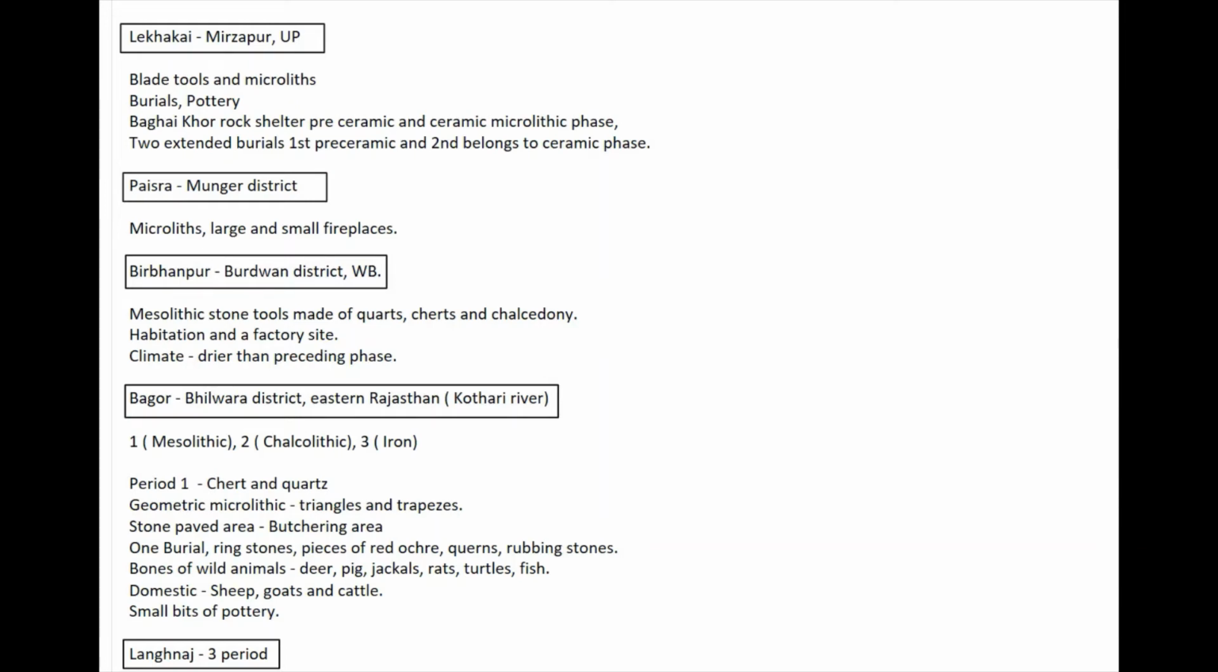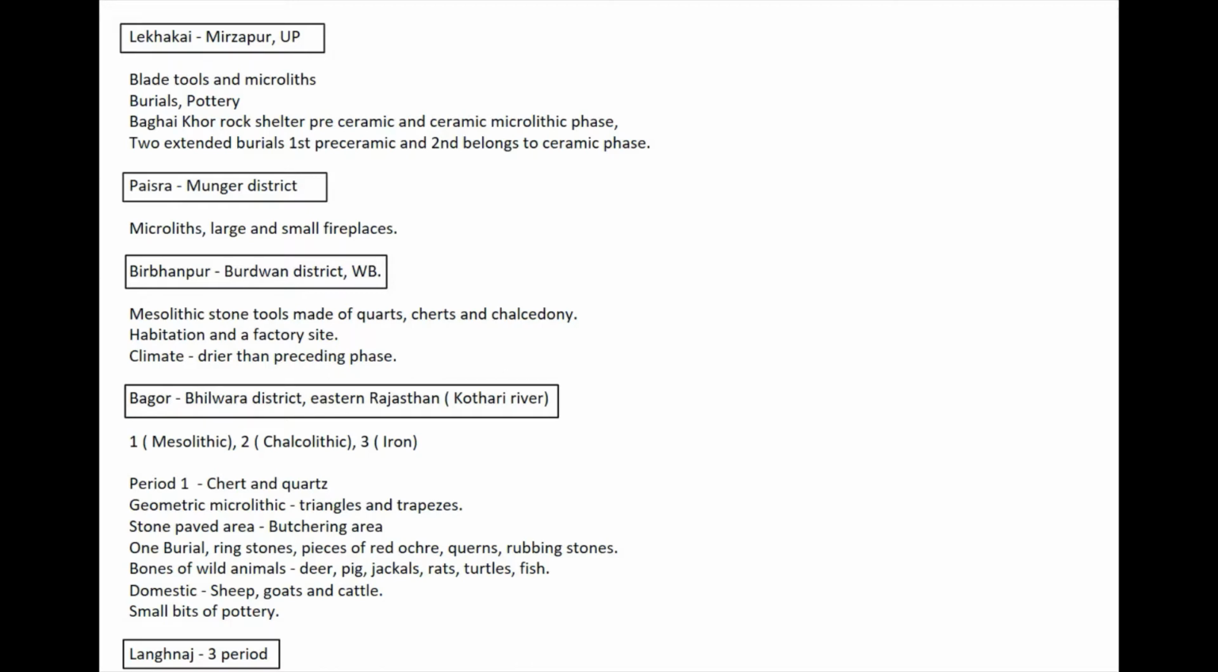The first belonged to the pre-ceramic phase and the second belonged to the ceramic phase. So what is the ceramic and pre-ceramic phase? Ceramic is basically a period when pottery was there, but pre-ceramic is where it wasn't present. So a 150 square meter section of Mesolithic floor was excavated at Pestra.